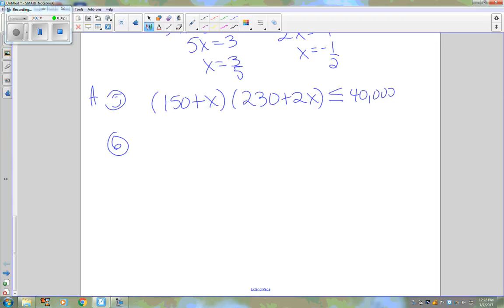Number 6, again, you're asked for solutions. This is a quadratic equation. I know that because all the variables are x and the highest degree is squared. So this is a quadratic. Subtract 18 from each side.